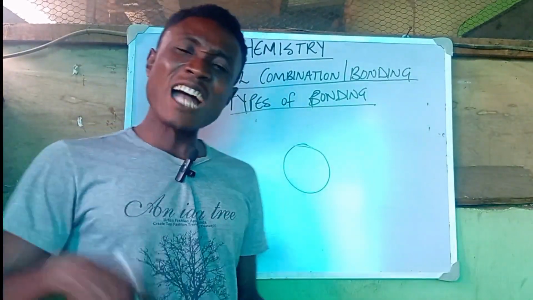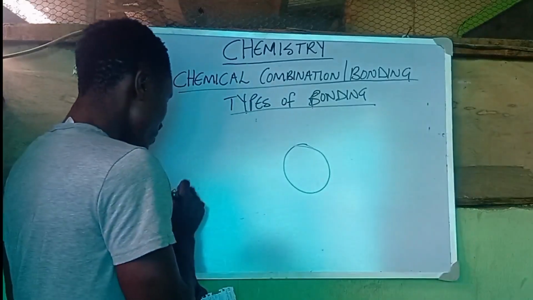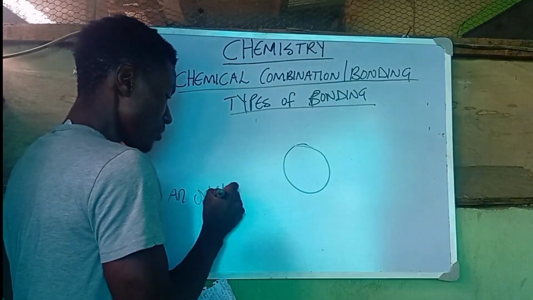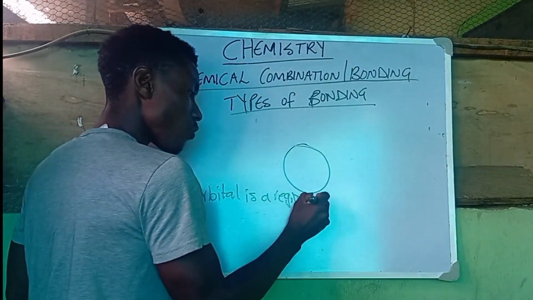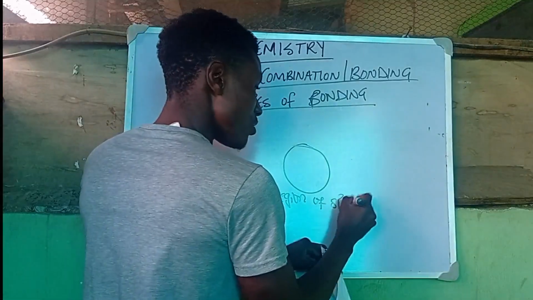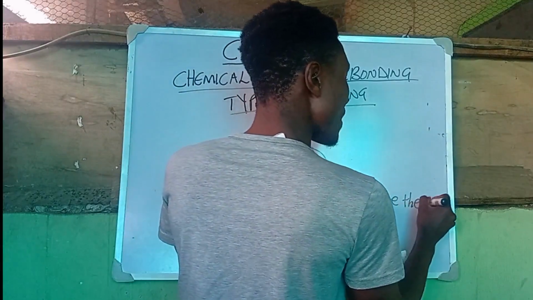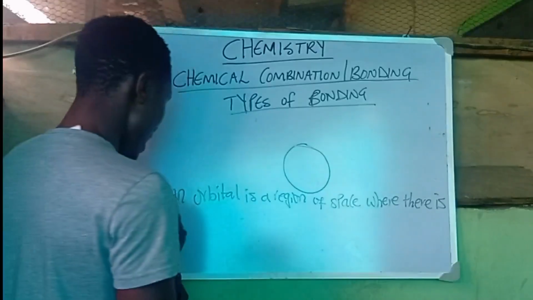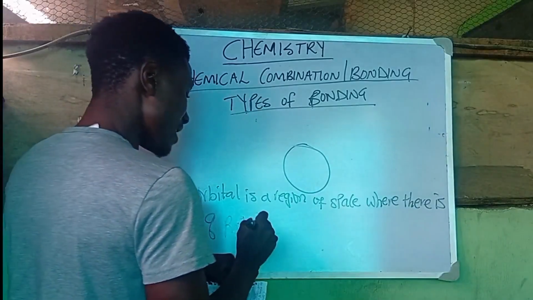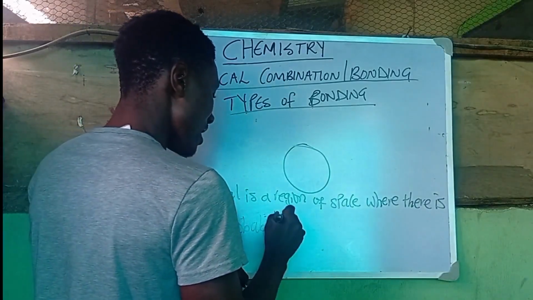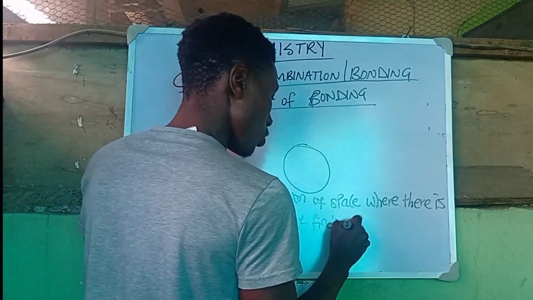Note that in chemistry, an orbital is a region of space where there is a 98% probability of finding an electron.